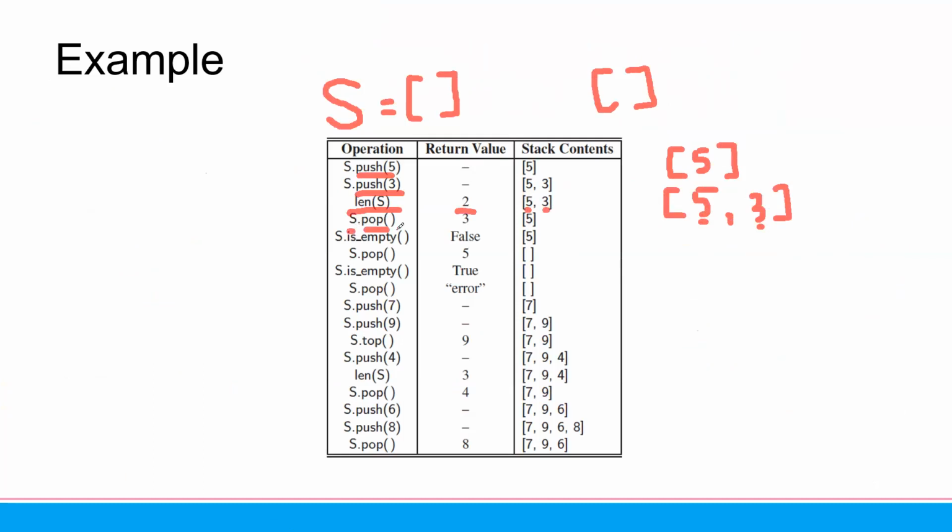And then I want to pop. What does it mean by pop? We want to remove, but we also want to show what the object is. The top means the last element that we inserted. The last element that we inserted is 3, so the return value will be 3. The object 3 will be removed, and now the only element is 5.